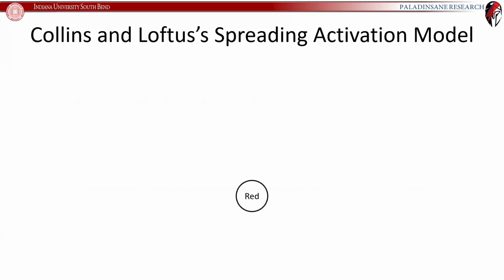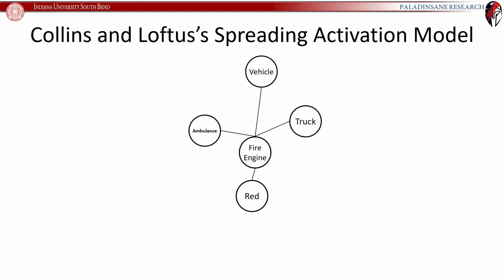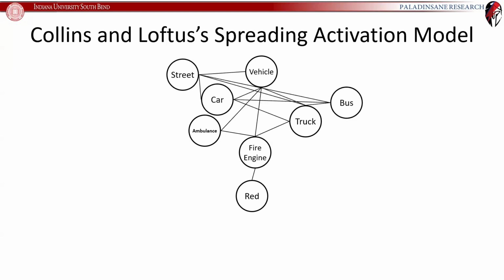The idea is that if you have a concept like red, then in their spreading activation model, it will be linked to many other concepts that are associated with red. And then those concepts will be linked to other concepts that are associated with them. So red is linked to fire truck, which is linked to ambulance, vehicle and truck. Red is thereby linked by a second order connection to ambulance, vehicle and truck, and so on and so forth with connections between different concepts.